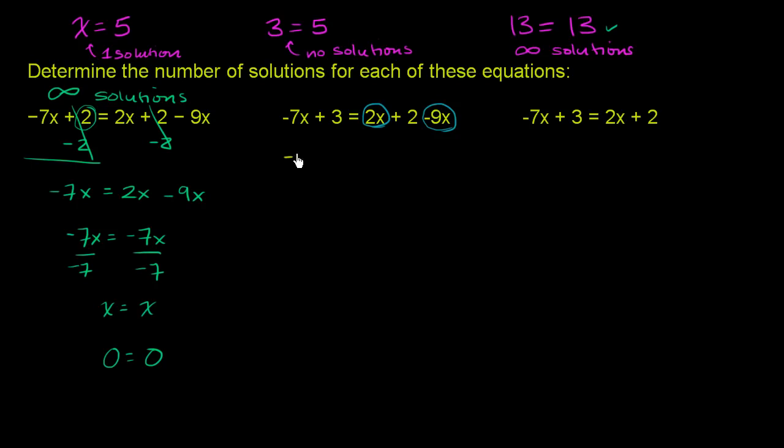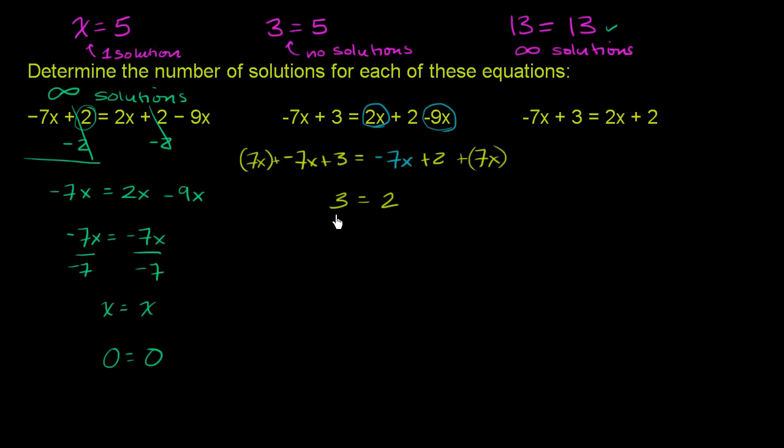So we will get negative 7x plus 3 is equal to negative 7x. So 2x plus 9x is negative 7x plus 2. Let's do that in that green color. Plus 2, that's this 2. Now let's add 7x to both sides. If you add 7x to the left-hand side, you're just going to be left with a 3 there. And if you add 7x to the right-hand side, this is going to go away, and you're just going to be left with a 2 there. So all I did is add 7x to both sides of that equation.